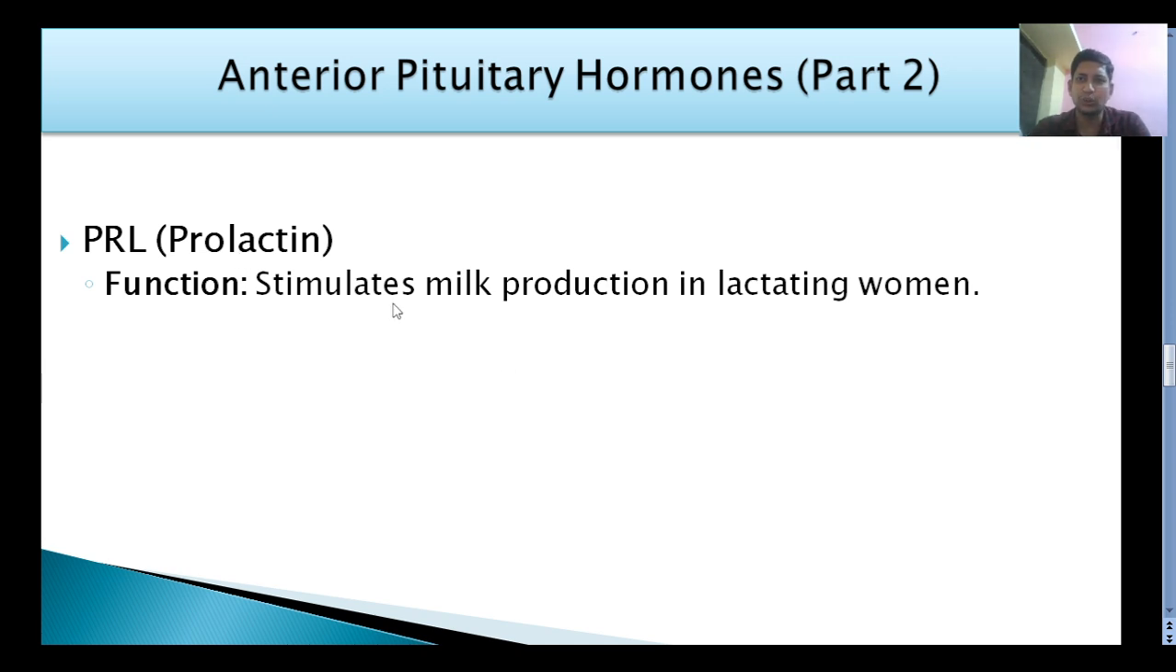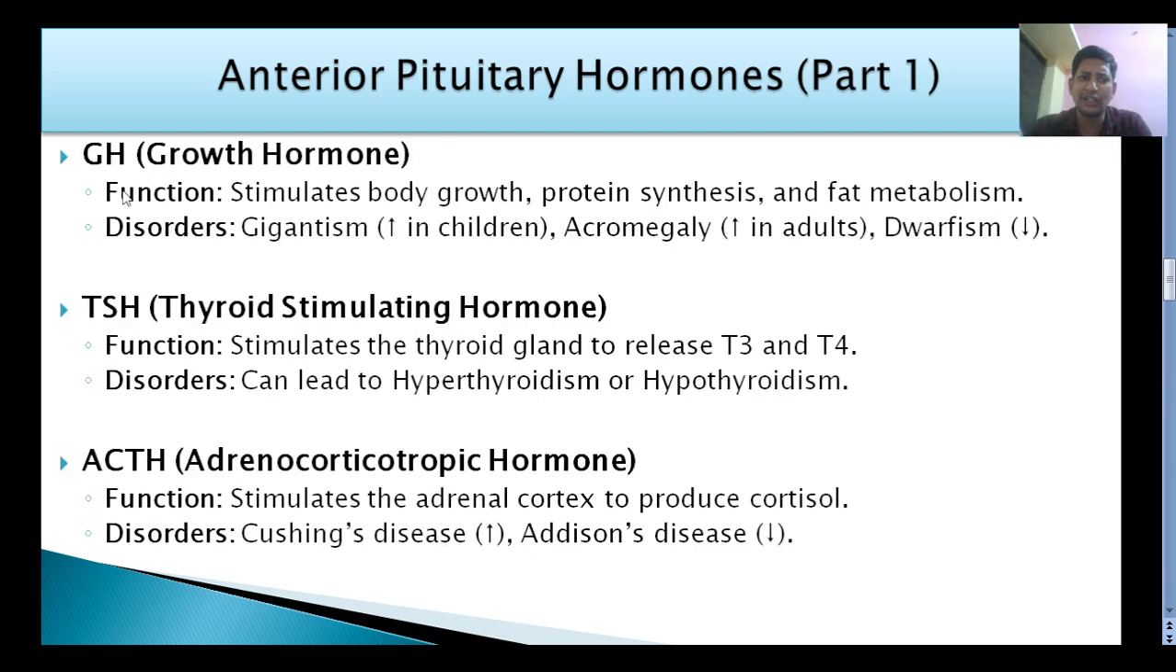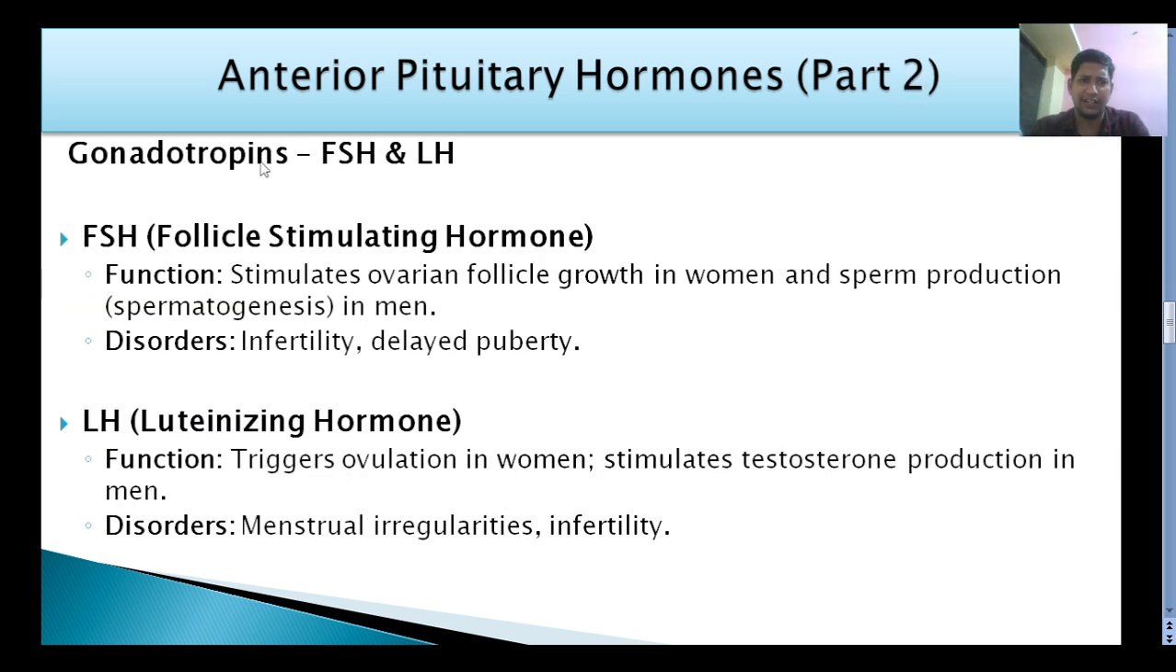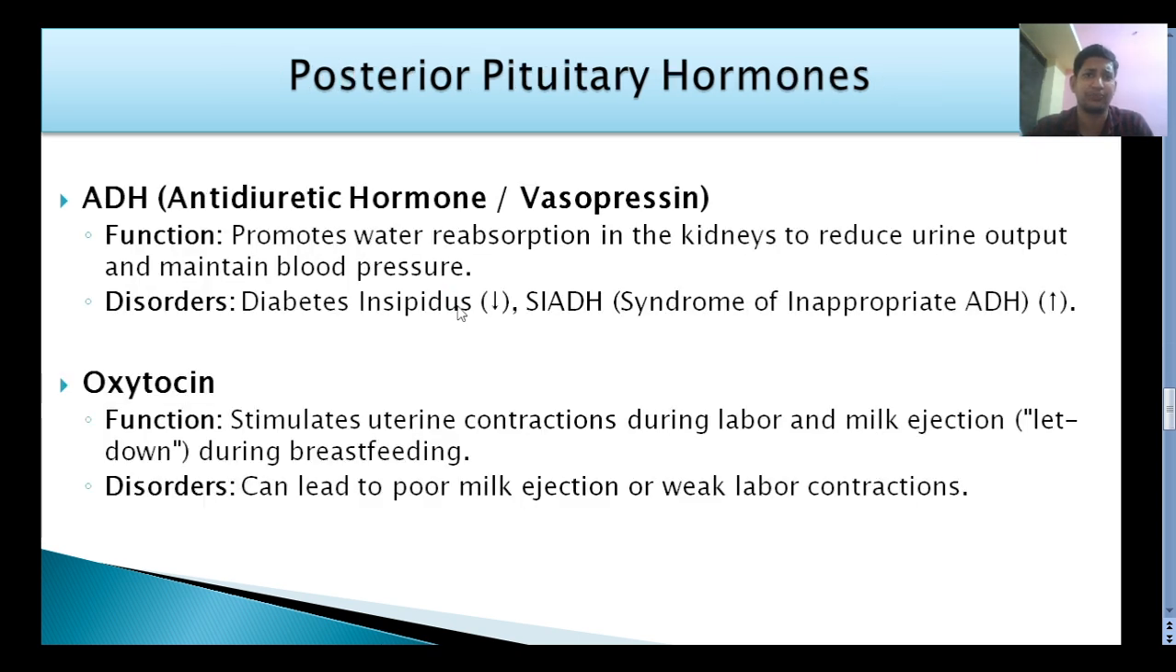So these are the total 6 hormones you should remember, secreted by the anterior pituitary. Number 1, growth hormone, TSH, adrenocorticotropic hormone, FSH and LH, and prolactin. So totally 6 hormones are produced by the anterior pituitary gland.